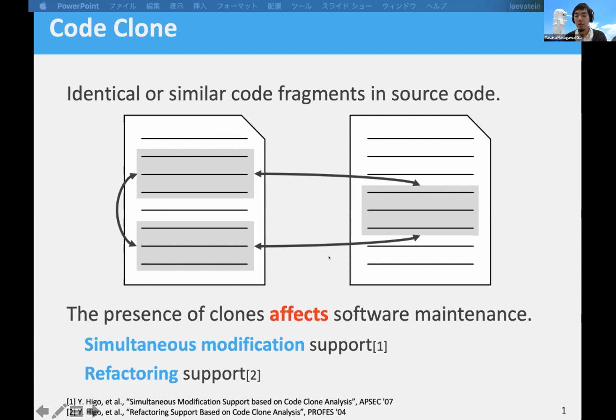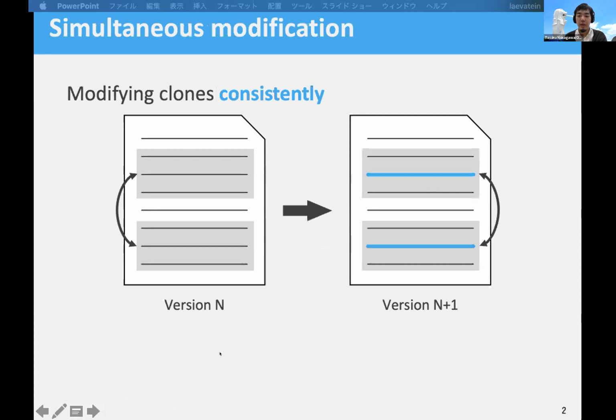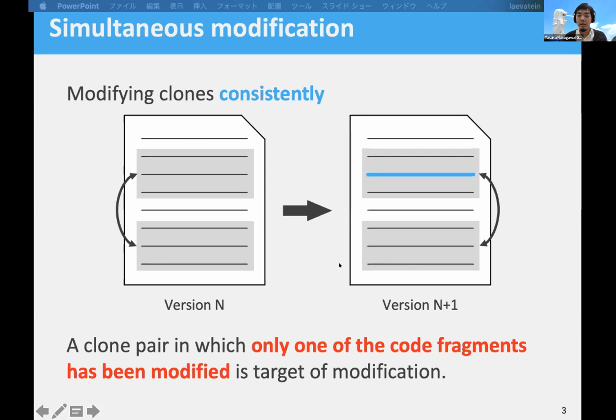Thus, many studies, such as simultaneous modification support and refactoring support for clones, have been conducted so far. Simultaneous modification means modifying clones consistently at the same time. For example, there are two clones. If you modify one clone, you also have to modify its clone. Thus, if clones are modified non-simultaneously, the unmodified code fragment seems to need modification.